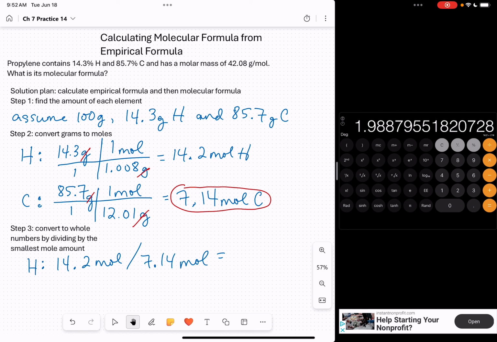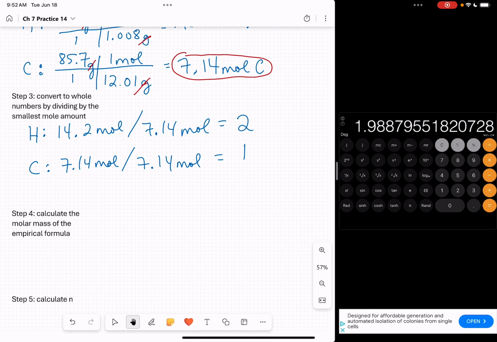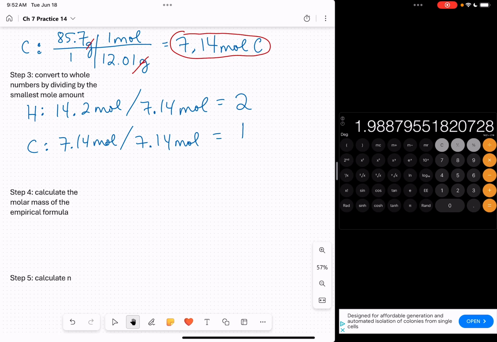And now we're going to have carbon, 7.14 moles divided by 7.14 moles. So we don't need to do the math. That's going to come out to be 1. So just like we suspected, it's a 2-to-1 ratio of hydrogen to carbon. So that is going to give us our empirical formula. So our empirical formula, we use the 2 from above as the subscript for hydrogen and the 1 for carbon, which is not shown.